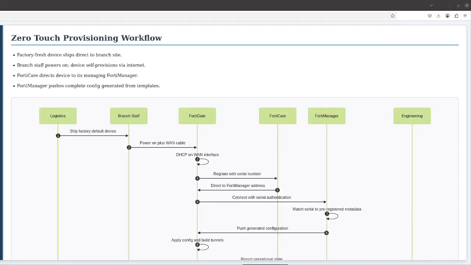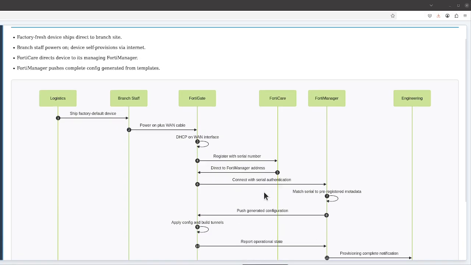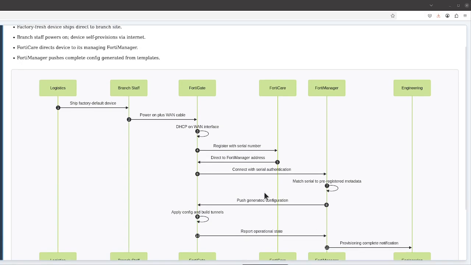Zero-touch provisioning workflow. Let me walk you through this zero-touch provisioning sequence diagram. Zero-touch provisioning, or ZTP, is how you deploy a new branch FortiGate without sending a network engineer to the site or pre-configuring the device in a staging facility. A non-technical person at the branch plugs the FortiGate into power and the internet, and the device configures itself.